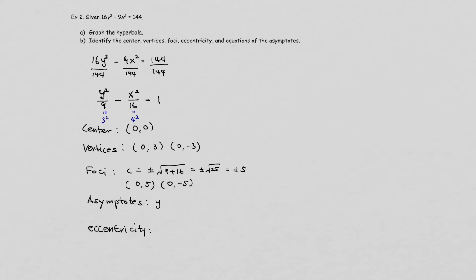Asymptotes will be plus minus a over b x, the formula, where your a is 3 on this problem, b is 4. So that will be your asymptote. Eccentricity is c over a. So here your c is 5, a is 3, about 1.7.